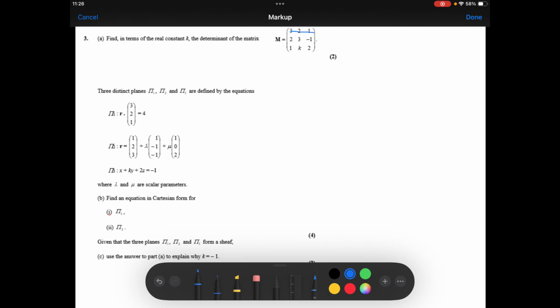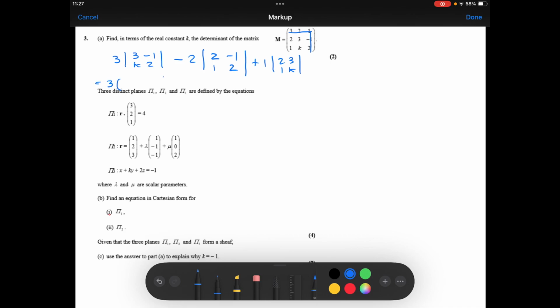So I'm going to work out the determinant by doing 3 times the determinant of the matrix 3, minus 1, k, 2, minus 2 times the determinant of the matrix 2, minus 1, 1, 2, plus 1 times the determinant of the matrix 2, 3, 1, k.